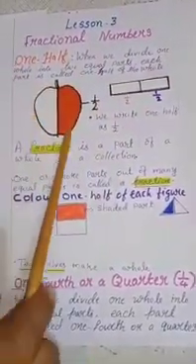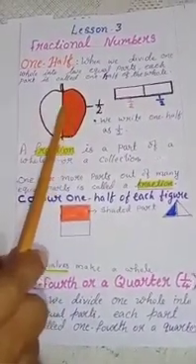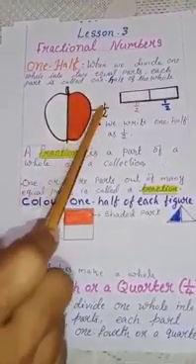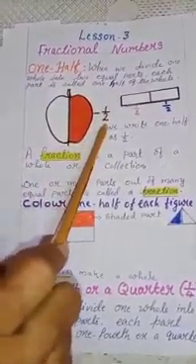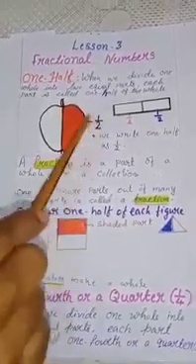Here you can see an apple. This apple is divided into 2 equal parts. One part is shaded. We write this shaded part as 1 by 2. The fraction looks like this only.